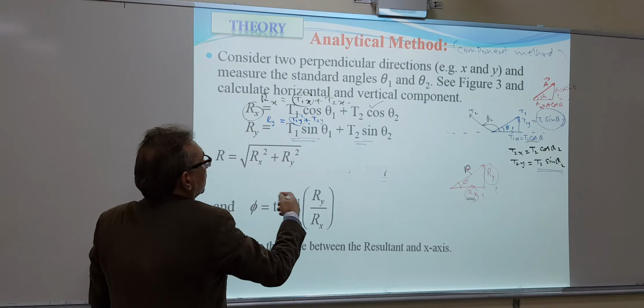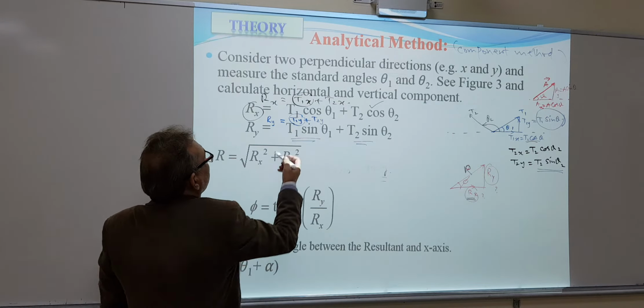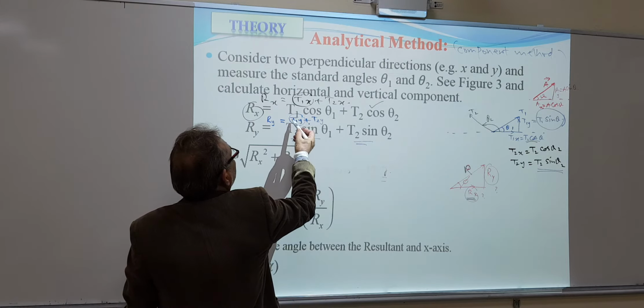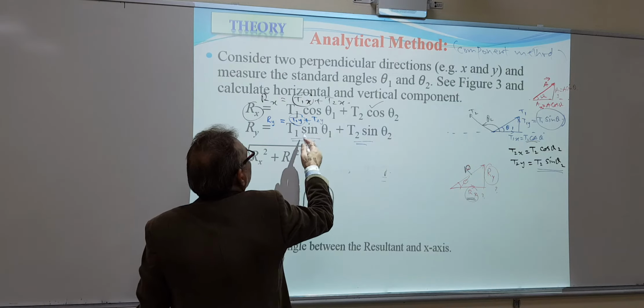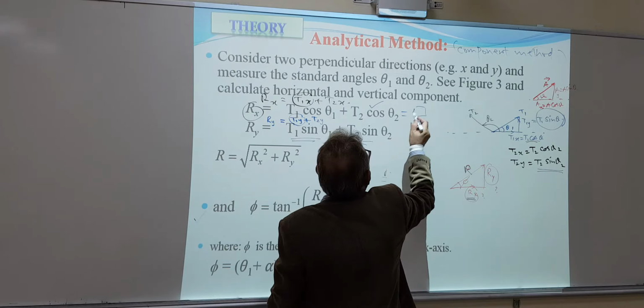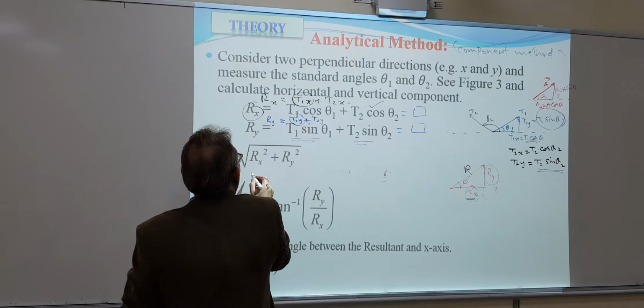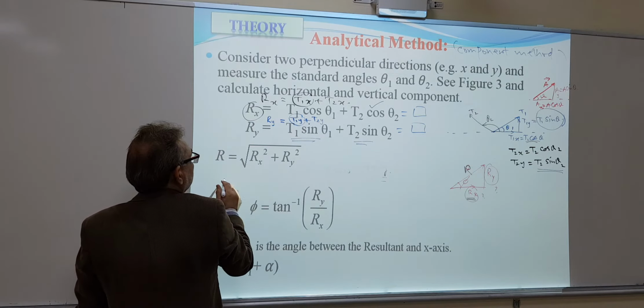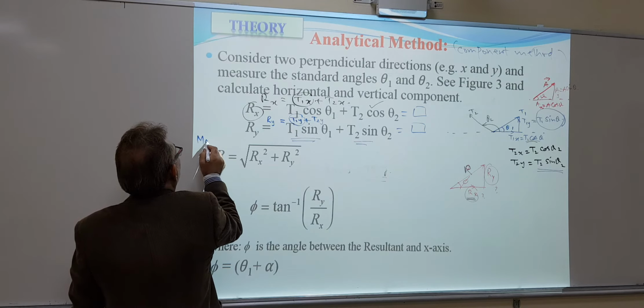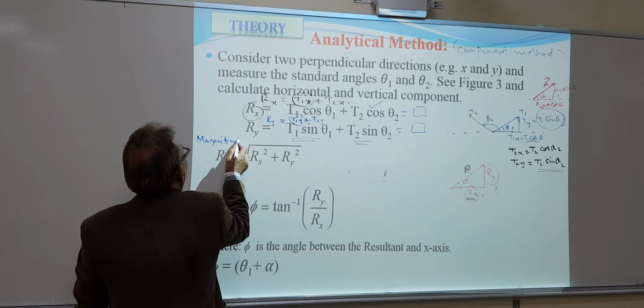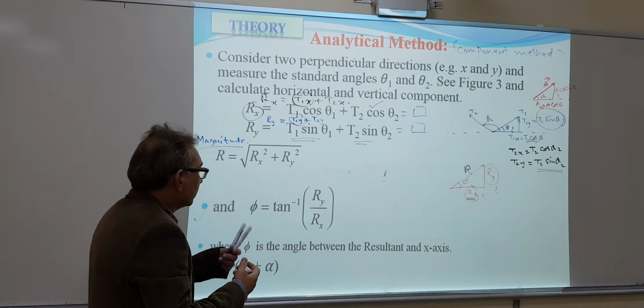So you add them. Then of course you'll be having some number, 80 or 90 or 95 gram, and theta in degrees. You'll be getting some number here, some number here. You will be using those numbers here and you will get the magnitude. So this is the magnitude of the resultant, meaning the unknown mass.